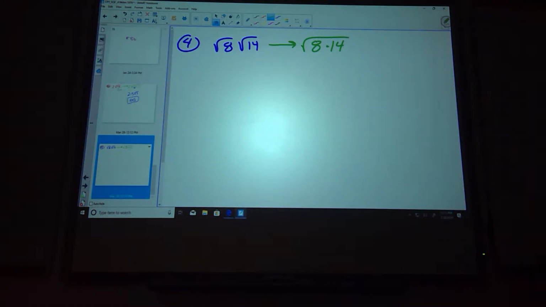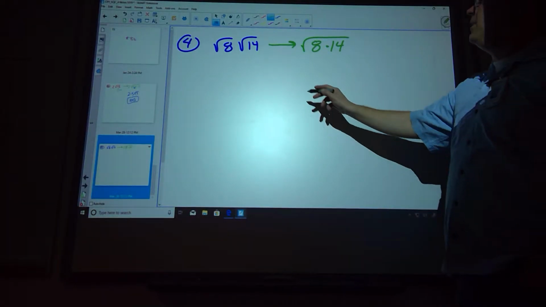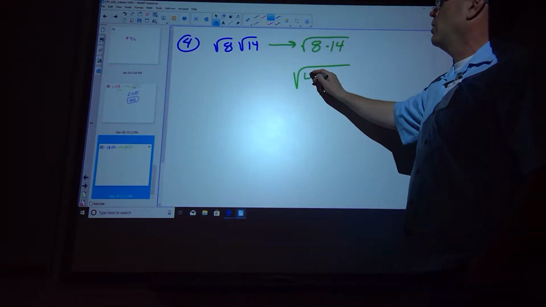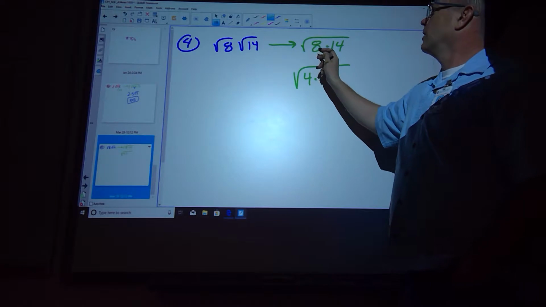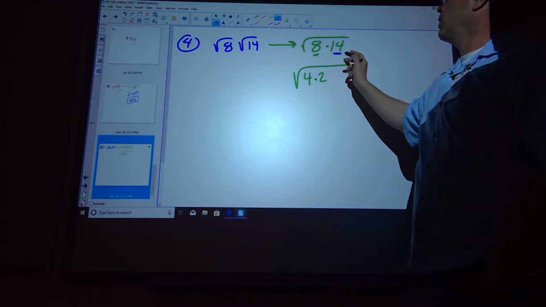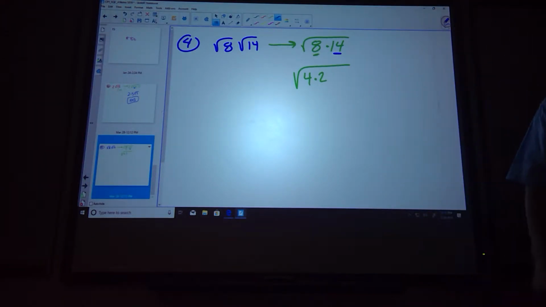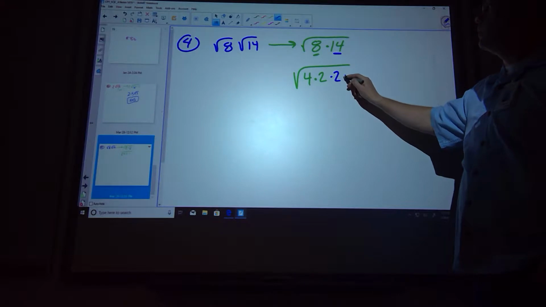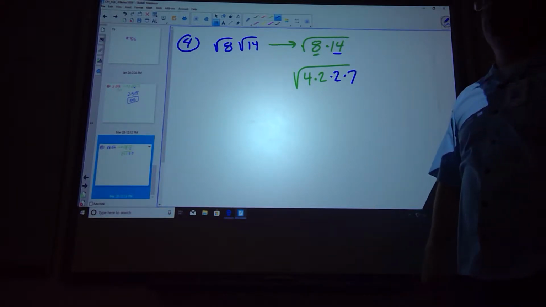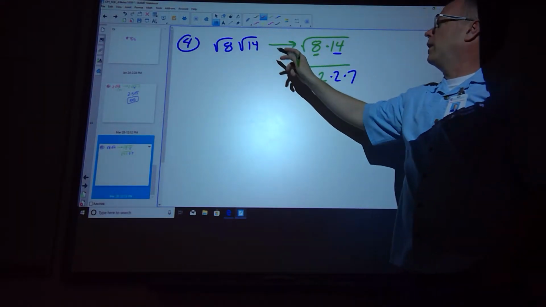So let's think about some perfect squares. 8's going to break down to 4 and 2. Do you agree with that? So that's what 8 is. And then 14 breaks down to what times what? Oh, 7 times 2. 7 times 2, right? Everyone agree with that?